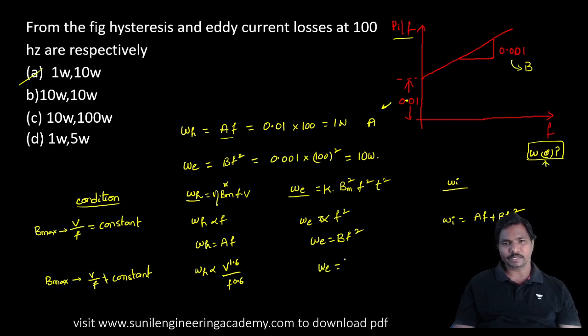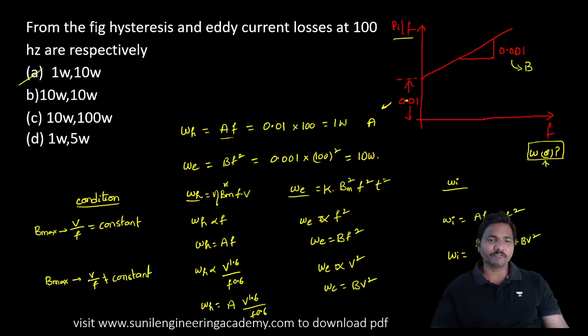In the same way, eddy current losses. If V by F is not constant, V square by F square cancelled out, so WE is proportional to V square. So WE is equal to B V square. Here WH is equal to A V power 1.6 by F power 0.6, or F power minus 0.6 if you take it in the numerator. So iron losses is equal to the sum of these two: A V power 1.6 by F power 0.6 plus B V square.